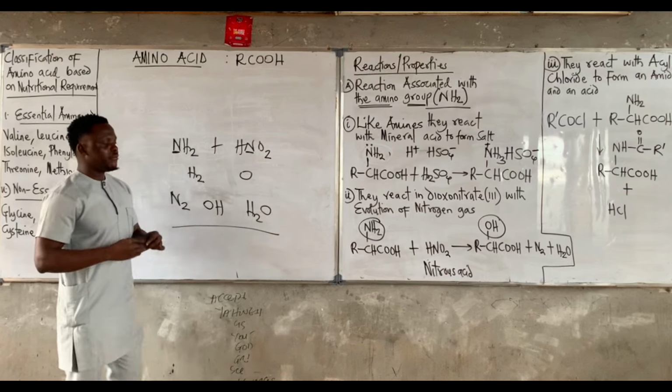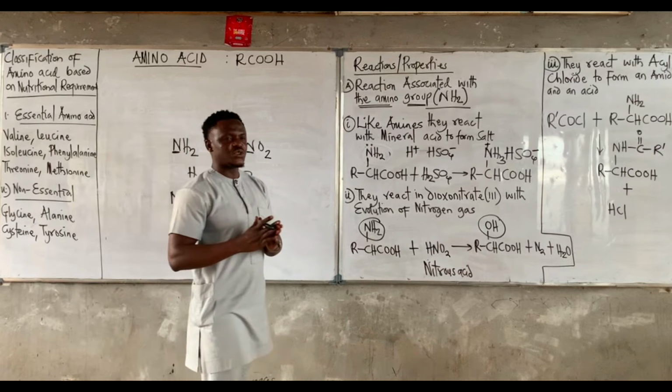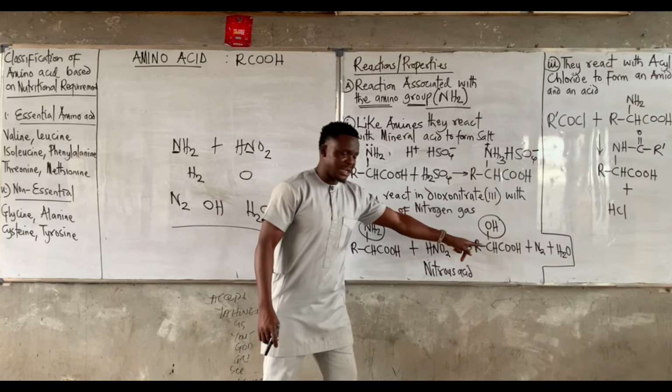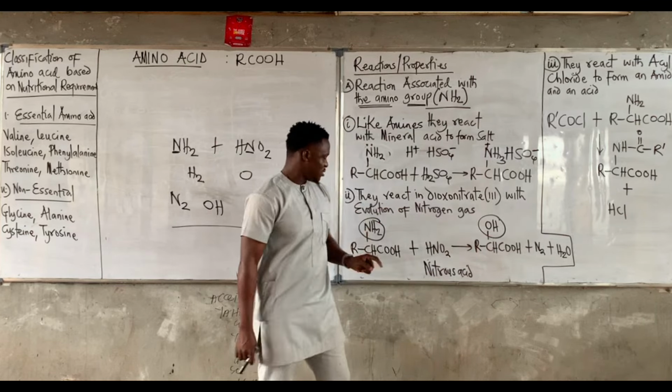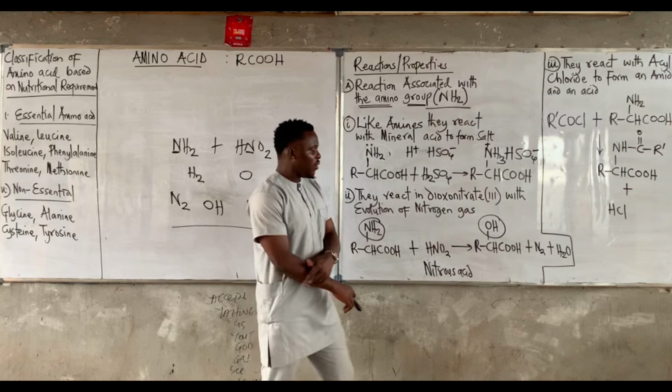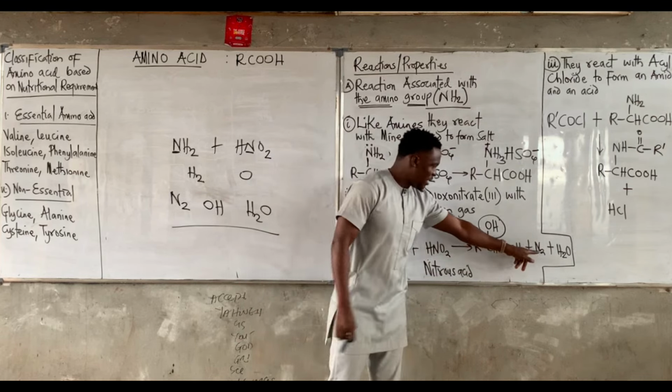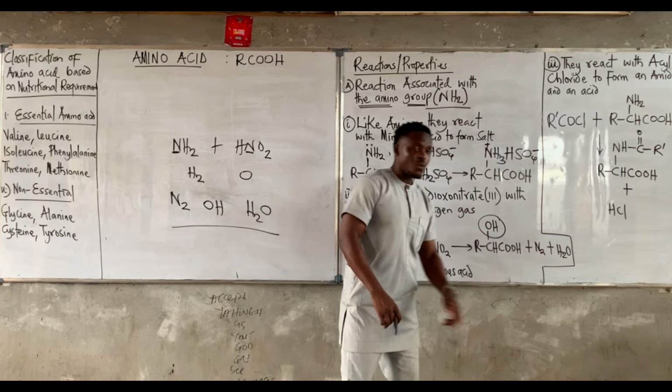So anytime we have an amino acid with nitrous acid, we're going to have a hydroxy derivative of that amino acid. That means the OH is going to replace this NH2. Now, NH2 is going to go out as a gas, right? So we have N2 here, and of course we have water.